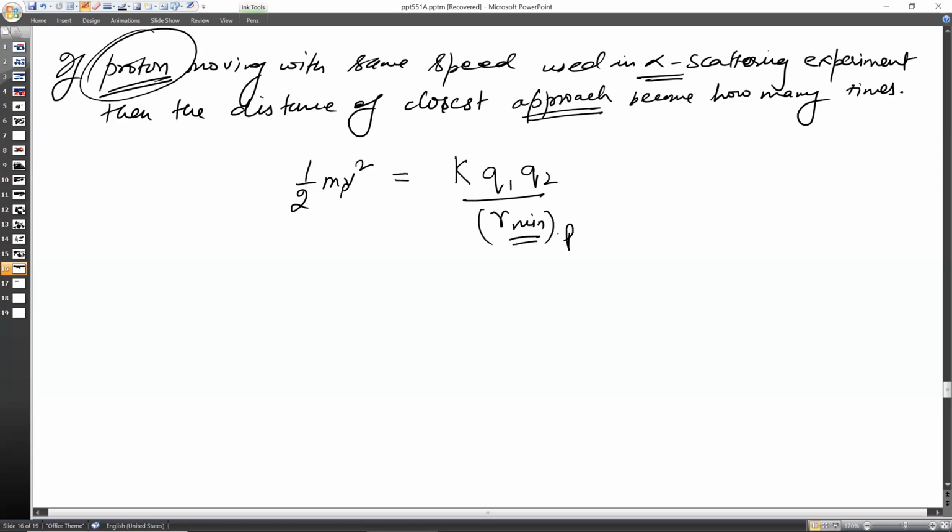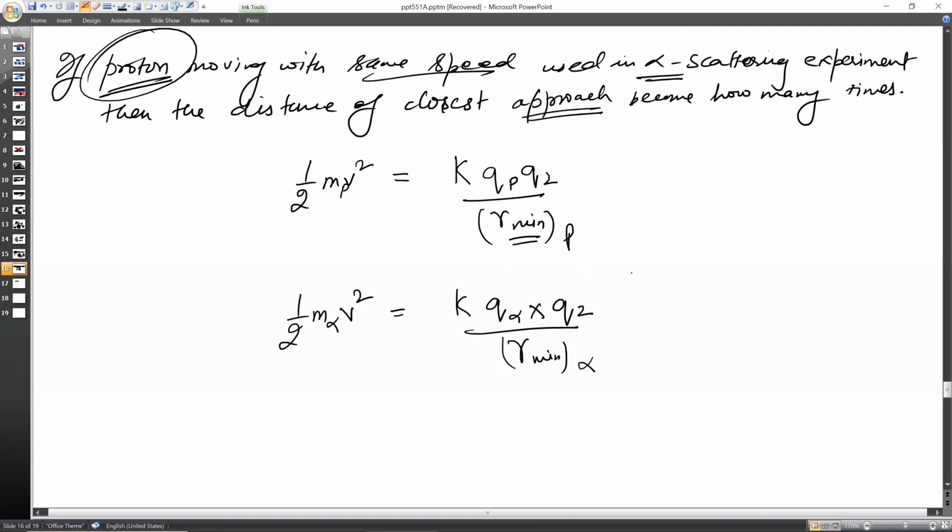Got it? Now for the other case, half m, this is the mass of the alpha particle, into velocity. The velocity is the same for both because it says same velocity, so I'm not writing proton velocity separately. Now k is a constant, it is also the same. Q1 is the charge; we take the charge of proton in one case, and here we are taking the charge of alpha particles. Q2 is the gold nucleus, so Q2 is not going to change. Q2 is the same for both cases. And we need to find the ratio of r minimum, and here is the r minimum for the alpha particle.